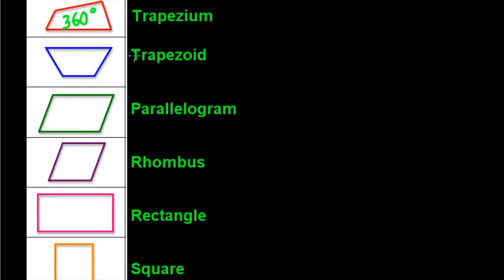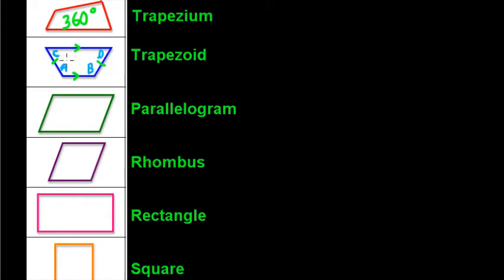Now for the trapezoid, two sides are parallel, so we show parallel by showing these little arrows. Those two sides are parallel. The other two sides are not. Now if the non-parallel sides, so this side and this side, are the same, that means angle A and B are going to be equal to each other, and angle C and D are going to be equal to each other.